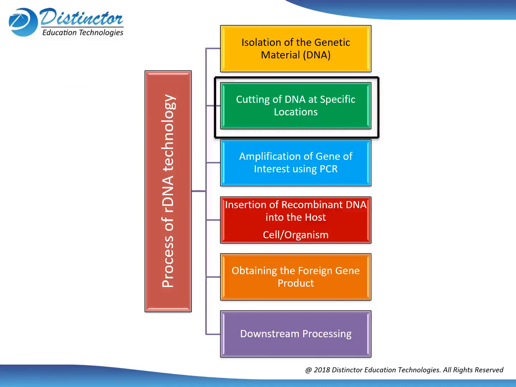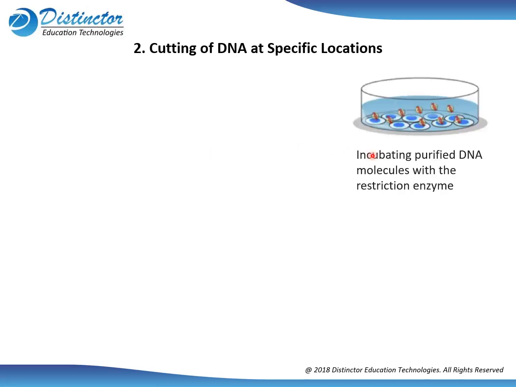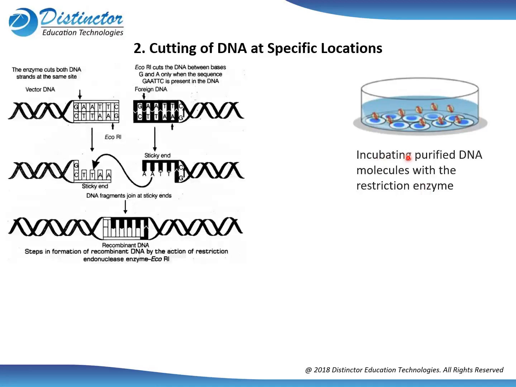Next we want to cut the DNA at a specific location. For that we use a restriction enzyme. We incubate the purified DNA molecule with the restriction enzyme. Incubate means we keep it for some time. What happens? The restriction enzymes cut the DNA, and then they help to join the recombinants.